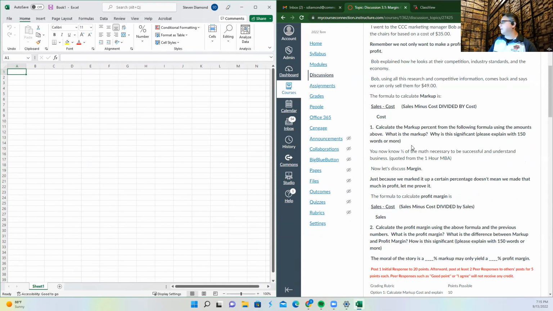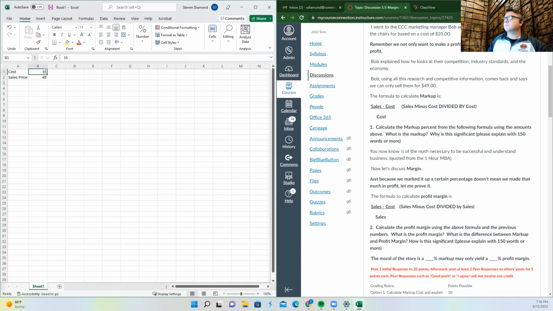So let's just look at what we have here. We have a cost of, what did we say that was? $35, correct? I'll turn that into money here in a minute. And a sales price of 49. Now they said calculate the markup percent from the following formula using the amounts above. All right. So markup percent is going to be sales.